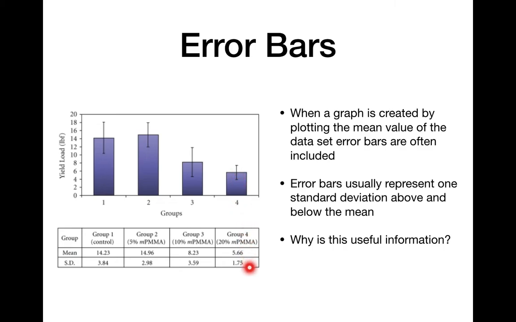So my standard deviation is 1.75. But in this one, look how big that error bar is, group 1. 3.84, the standard deviation is really big. So that means 68% of the data is within 3.84 points above and below the mean of 14.23. Now, if I just left it with the bar graph and none of these error bars, I wouldn't know how much variation there is in this data. Like number 3 has a pretty big standard deviation as well, 3.59.